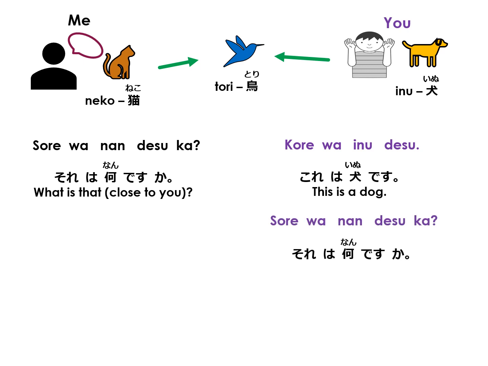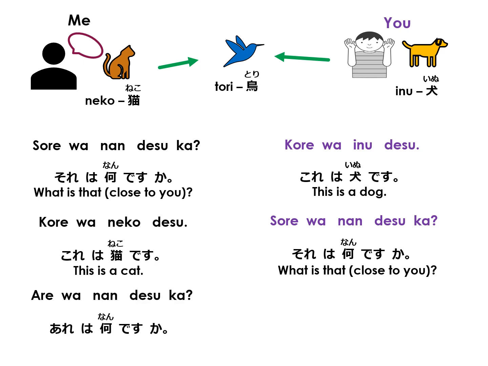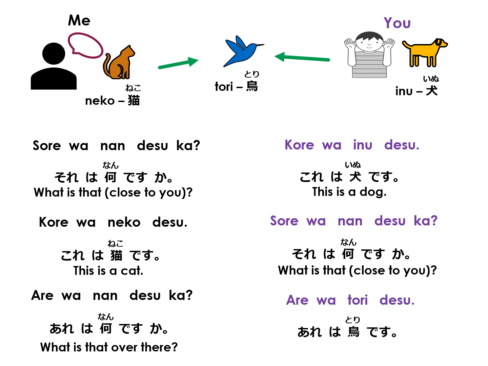Then you ask, Sore wa nan desu ka? What is that close to you? And I answer, Kore wa neko desu. This close to me is a cat. And then I ask you back, Are wa nan desu ka? What is that over there? And you answer, Are wa tori desu. That over there is a bird.